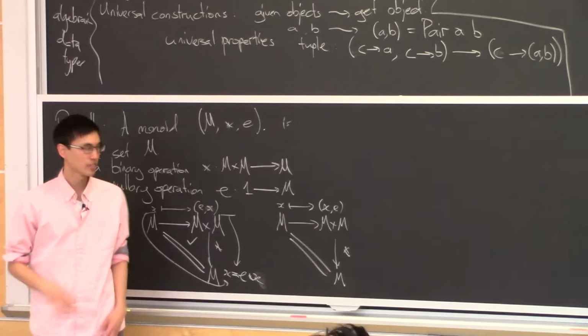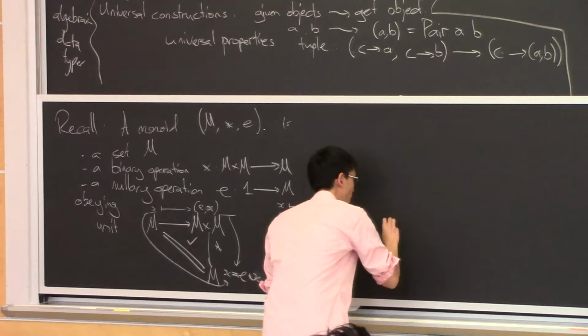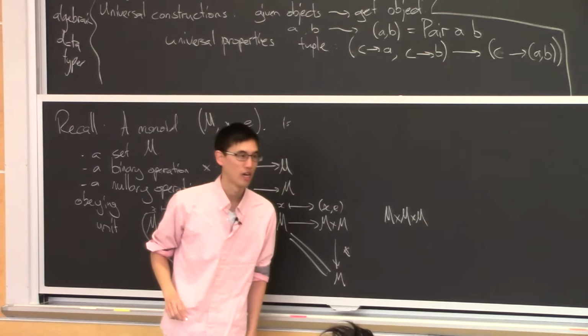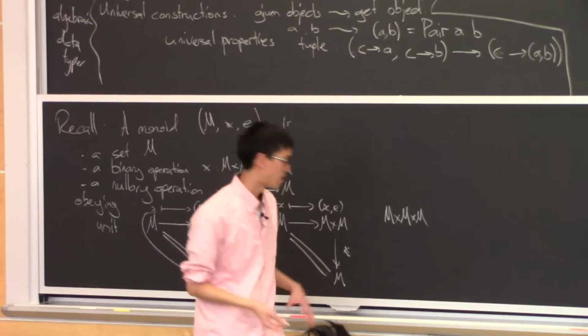So they're the two unit laws, and then we have this associativity law, which says that if we take three things that we want to compose, we've defined composition in terms of a binary way.